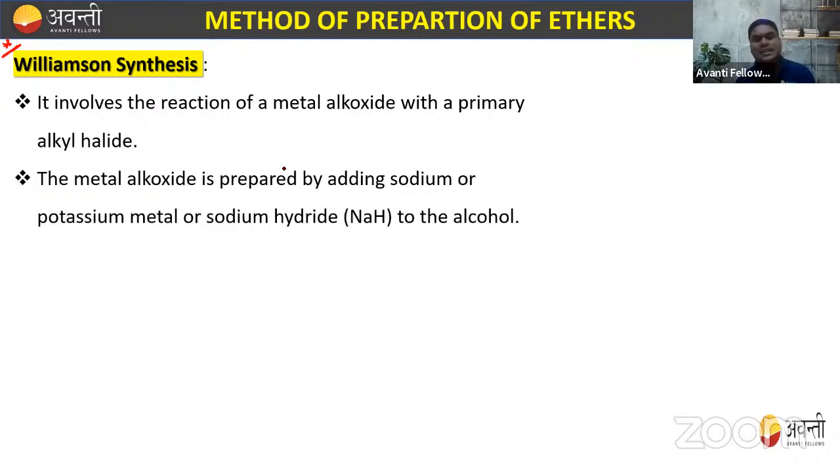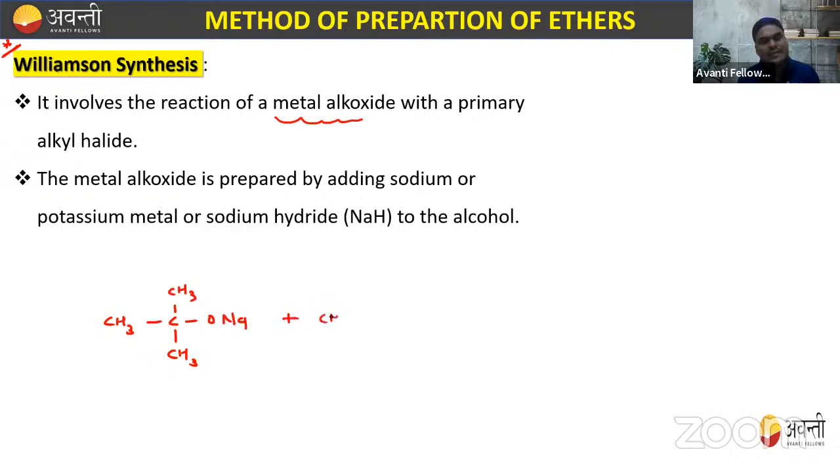The metal alkoxide is prepared by adding sodium or potassium metal, or sodium hydride, to the alcohol. So if someone wants to know how this alkoxide is formed, it is prepared by adding sodium or potassium metal to the alcohol. Let me give an example of a tertiary metal alkoxide: (CH3)3C-ONa, that is CH3, CH3, CH3 and ONa.